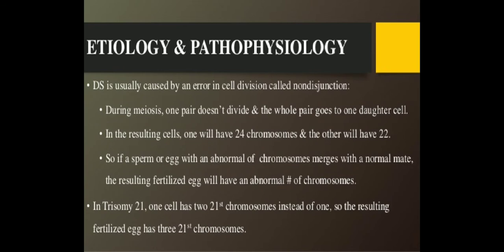In trisomy 21, one cell has two copies of the 21st chromosome instead of one. So the resulting fertilized egg has three copies of chromosome 21. That means in the 21st chromosome there will be an additional chromosome, which leads to Down syndrome, and it happens because of the error in cell division during meiosis, where the cell does not divide into two separate daughter cells and the whole cell goes to form another daughter cell. So during fertilization it will cause a problem in the chromosomes. There will be an addition of a chromosome in the 21st chromosome of a human body.